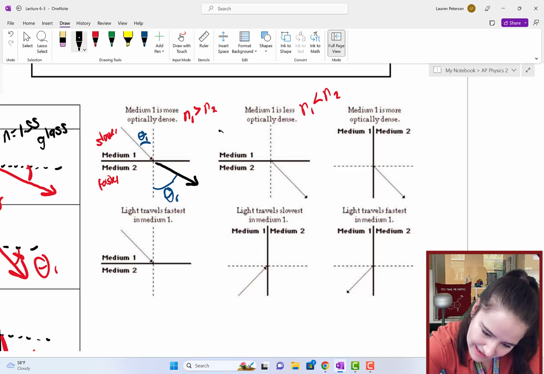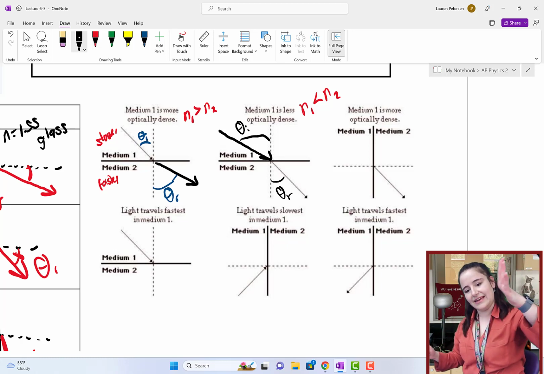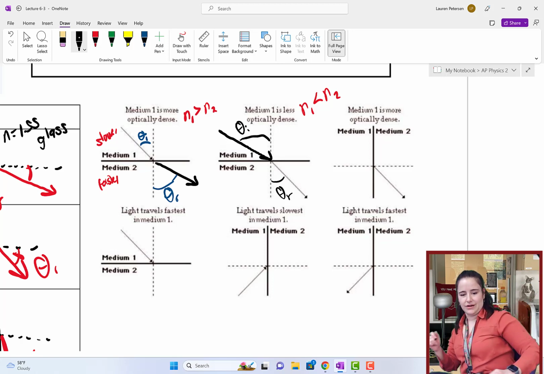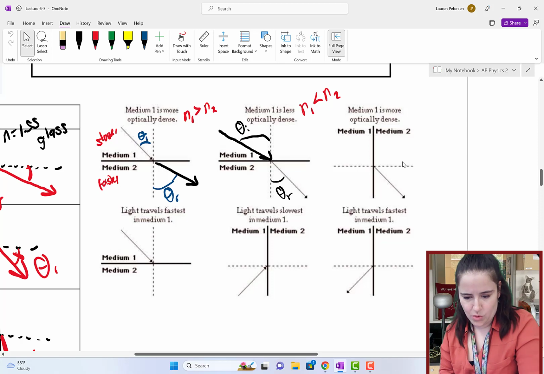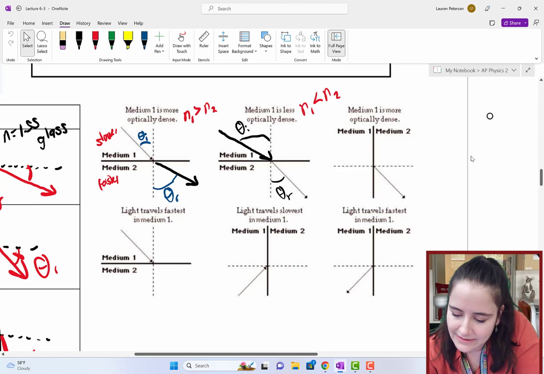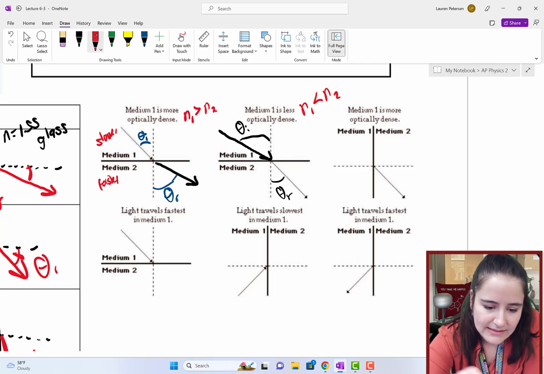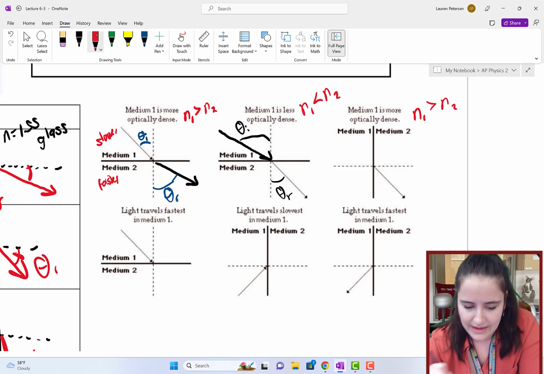So it must have come from a steeper angle, okay? Angle of incidence, and then it came in from a steep angle, and then it hit that barrier, and it slowed down. So it bent toward the normal, okay? Medium 1 is more optically dense, so more optically dense, that is saying N1 is greater than N2.